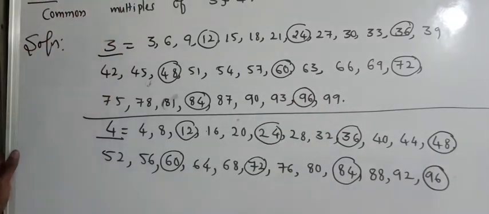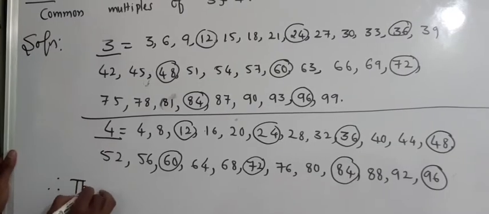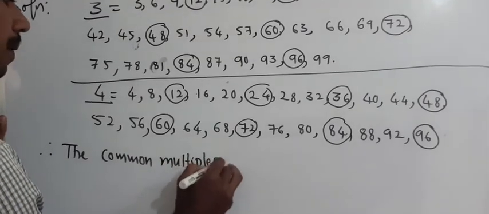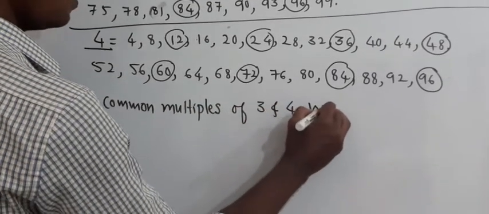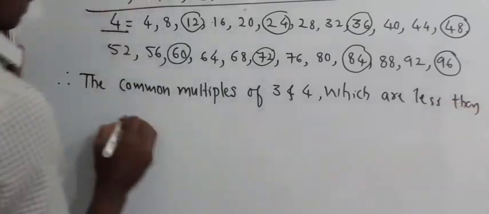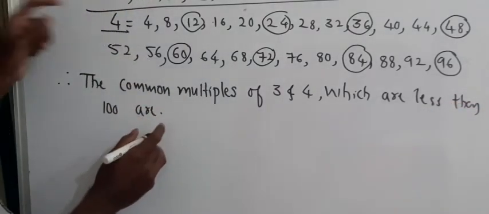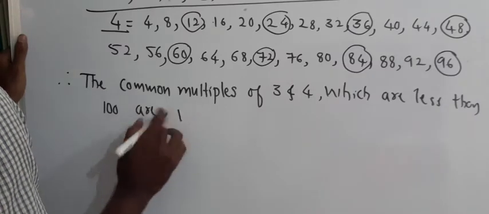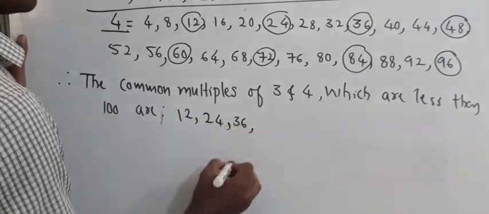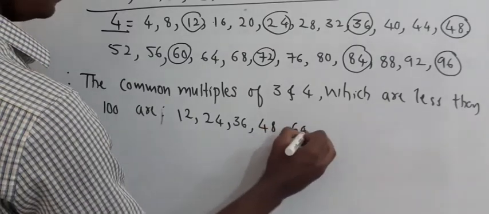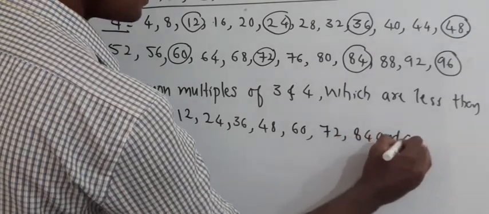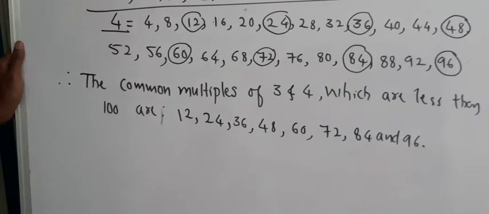So, what are the common multiples? Therefore, the common multiples of 3 and 4 which are less than 100 are 12, 24, 36, 48, 60, 72, 84 and 96. So, please note this down. If you have any query, please let me know.